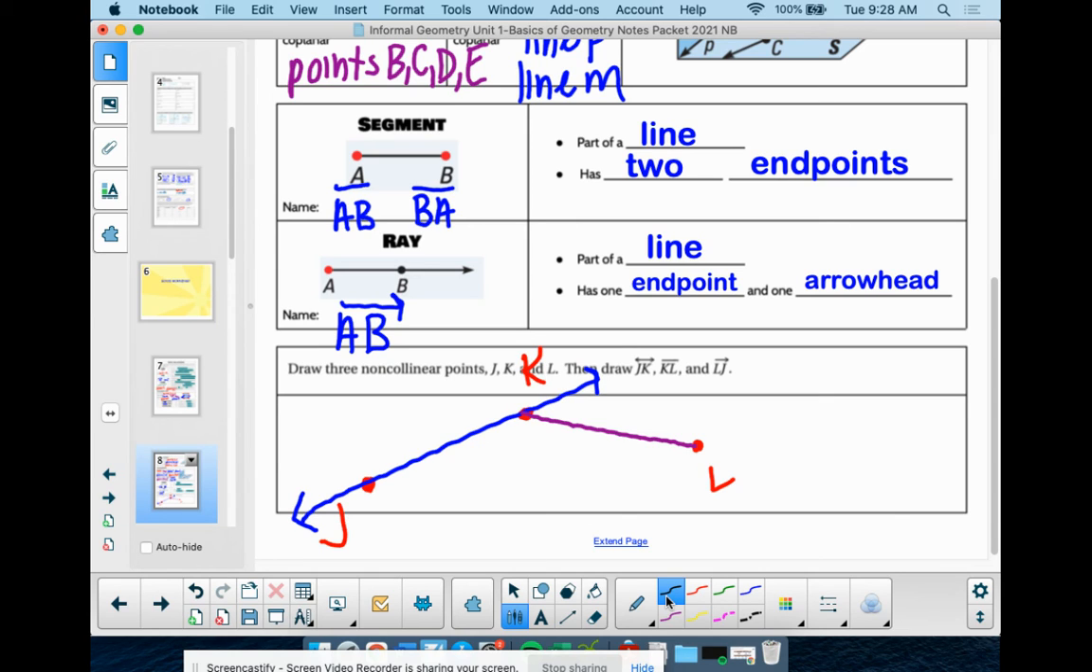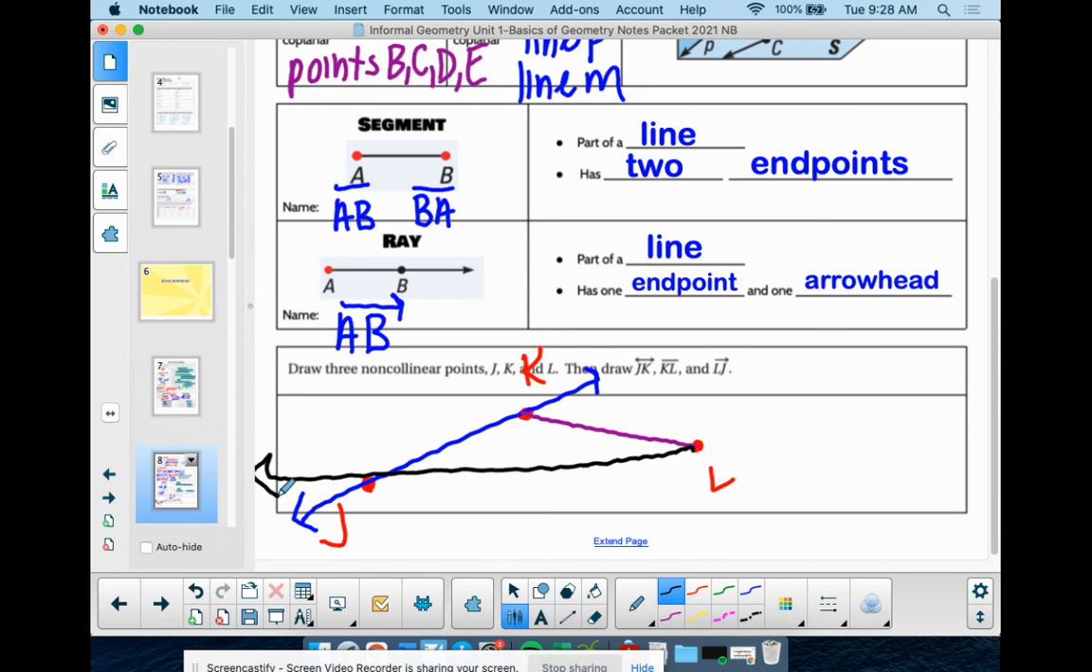And then our last one is LJ. What kind of figure is that? Ray. Perfect. And where does it start? At J or L? L. Yeah, so you're going to start at L, you go through J, and then put an arrowhead.